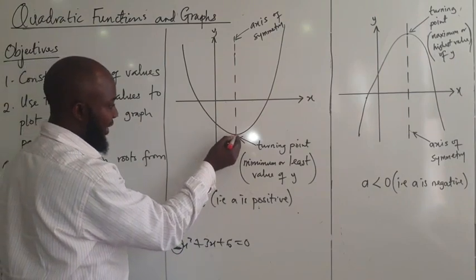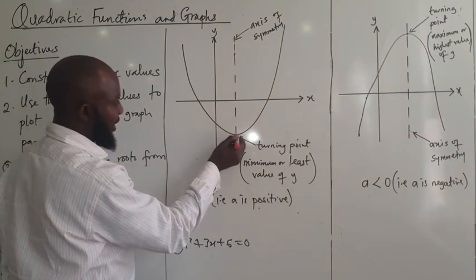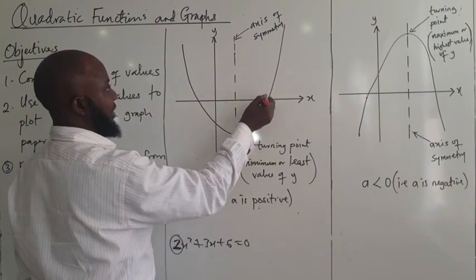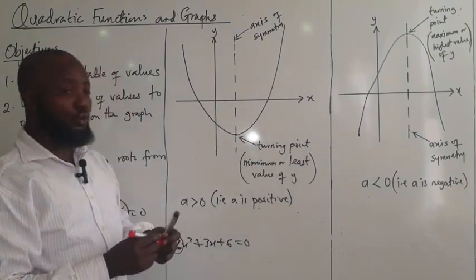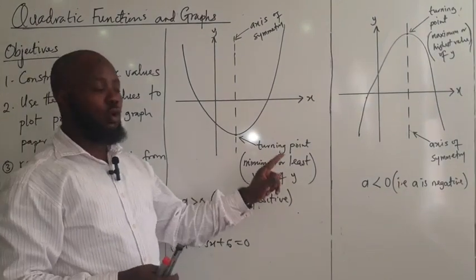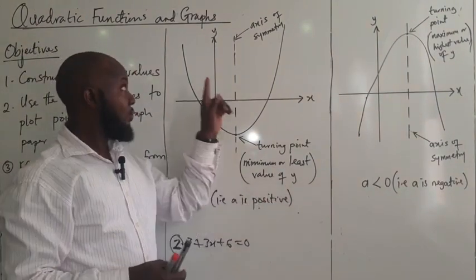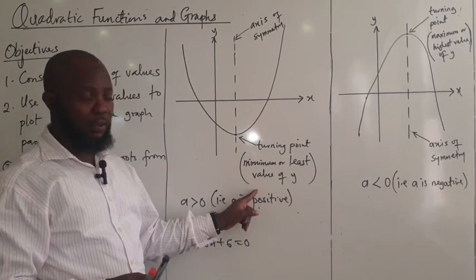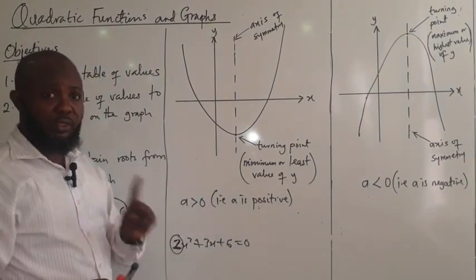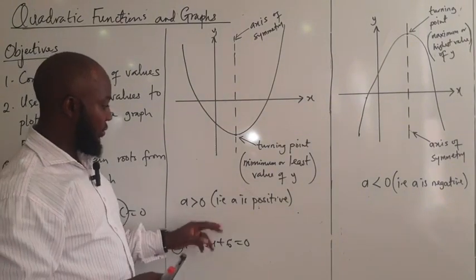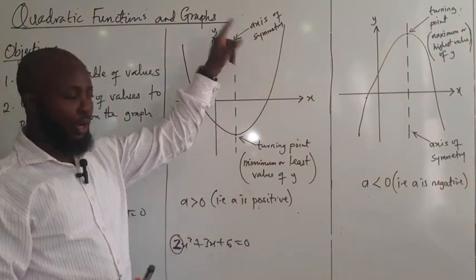After this point, the graph starts increasing. So this point is what we call the turning point, which is also known as the minimum value or least value of y of this graph. I hope that is very clear. So note, don't forget, when the coefficient of x squared is greater than 0, this is the type of graph we're going to have.